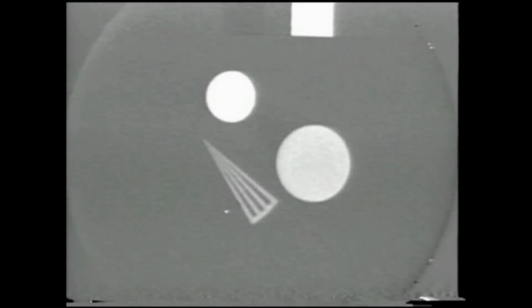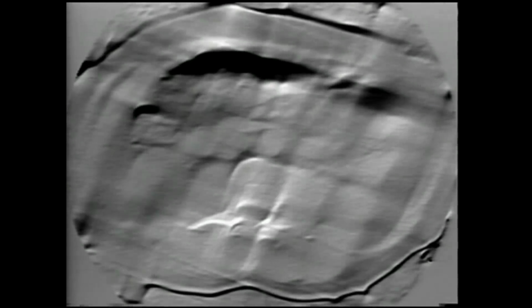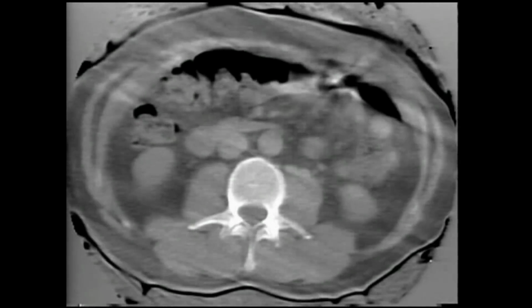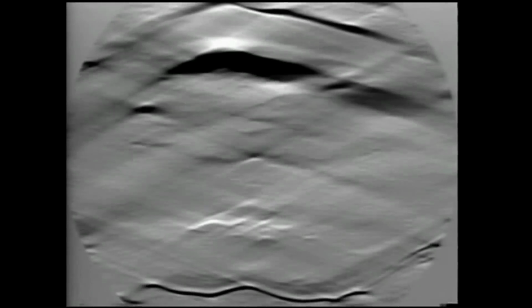Here is an example of filtered back projection on a non-anatomic image using inanimate objects. And you can see as you pass more and more of that information around that 180 degree arc, you get a clearer and clearer picture until you get 180 degrees around. The technique of filtered back projection is still used on modern scanners today.